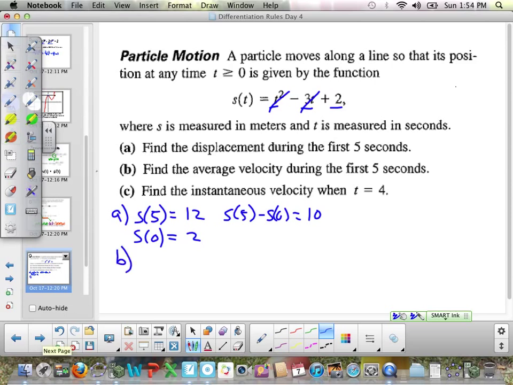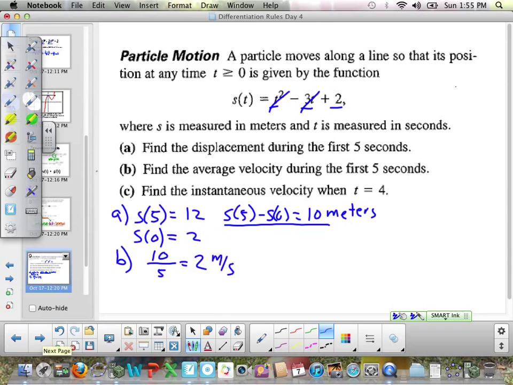For average velocity, we're going to want displacement, or change in position, over change in time. We've already calculated our change in position. Our change in time is 5 minus 0, which is 5. So our average velocity is 2, and we should always include units. Displacement is in meters. Average velocity is in meters per second.